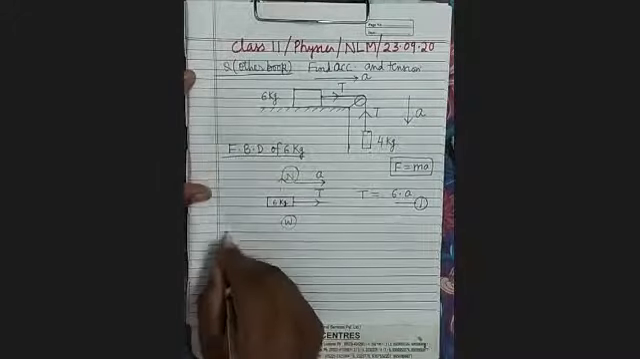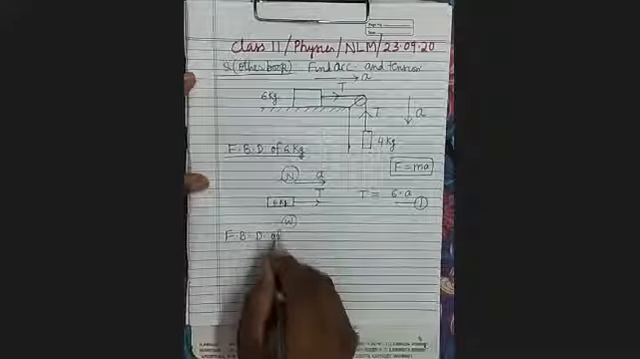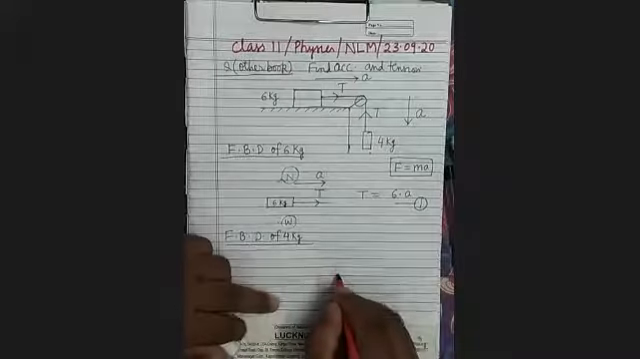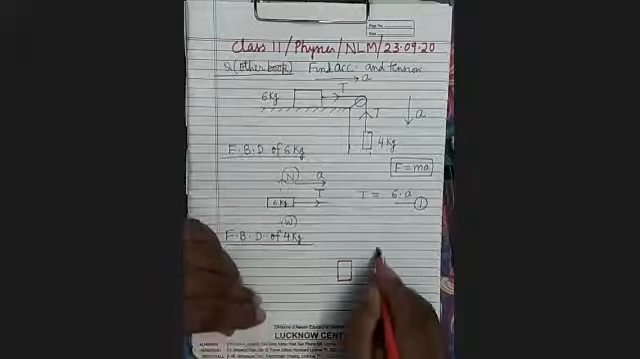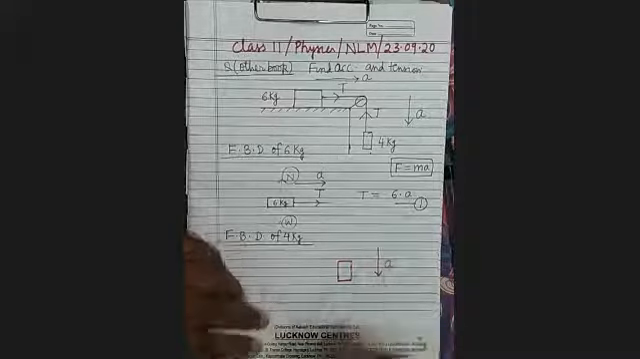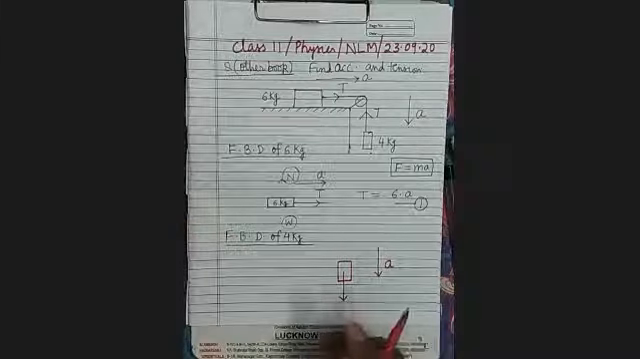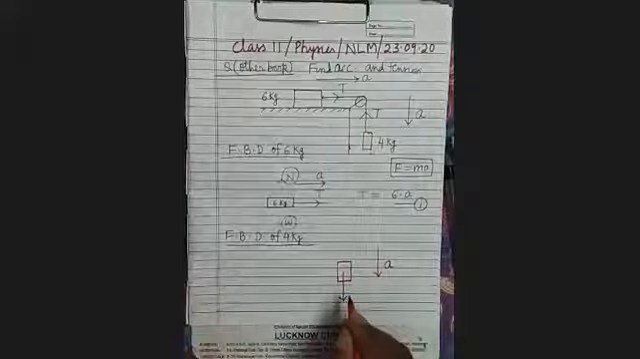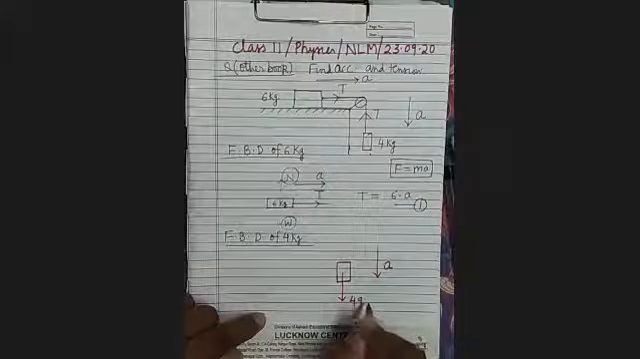Now the free body diagram of the 4 kg block. Here this is a 4 kg block and it is hanging. Here its direction of motion is this. So now we will show its weight. Its weight equals m into g. So what will be the weight here? It is 4 into g. g you can take as 9.8 or 10.